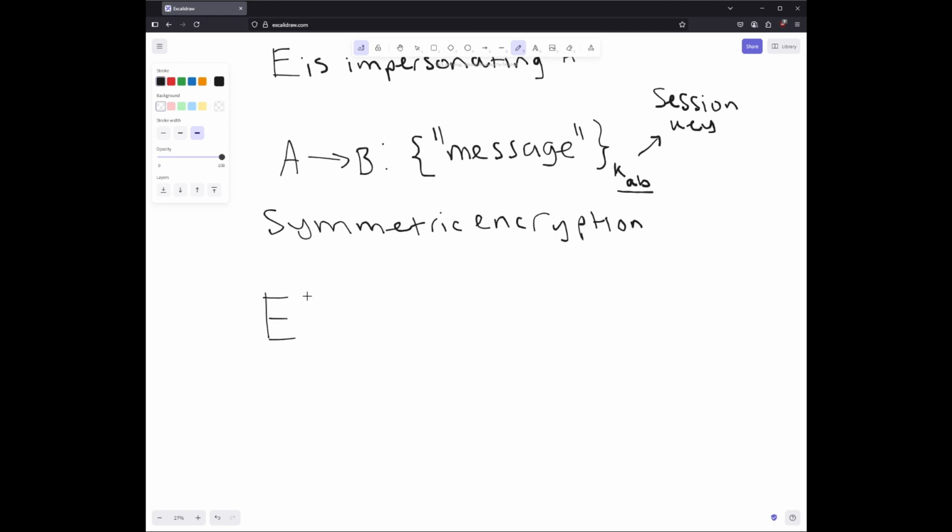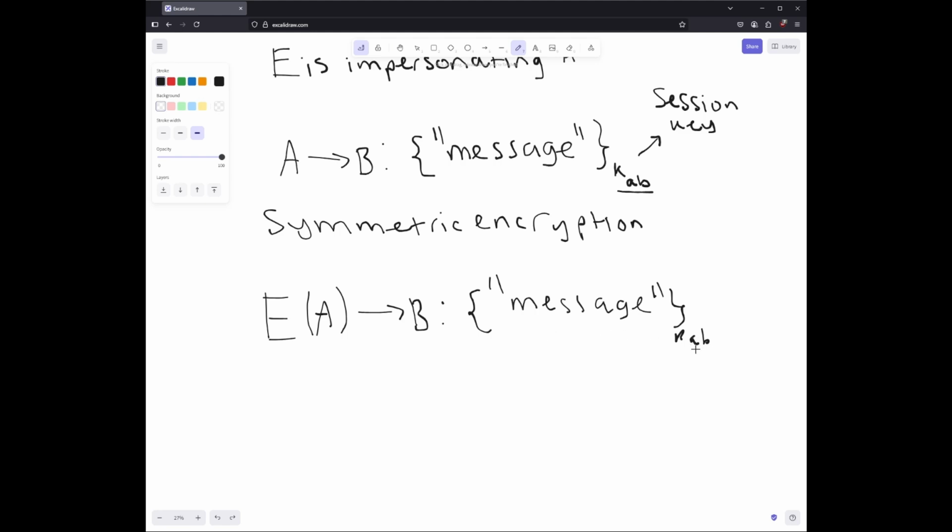Elvis can actually intercept this message and act like Elvis is A, and then for B, they don't really care. At least here, when we get this message, all B knows is that it thinks it's receiving a message from A, and its only way, at least right now, of verifying the message is by decrypting it and expecting the message to be somewhat legible, right?